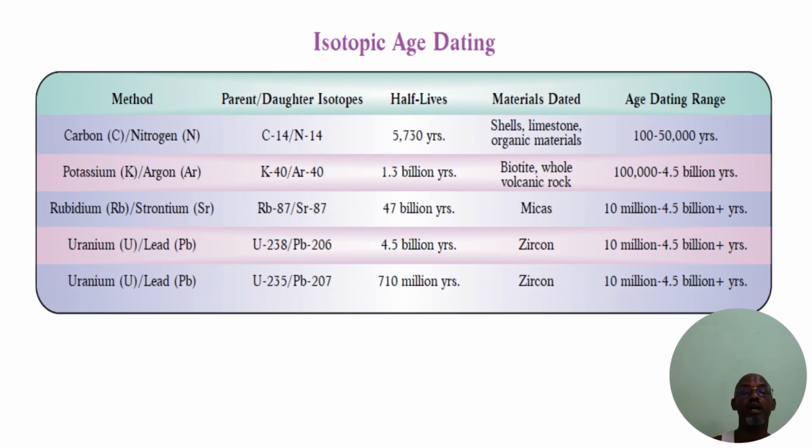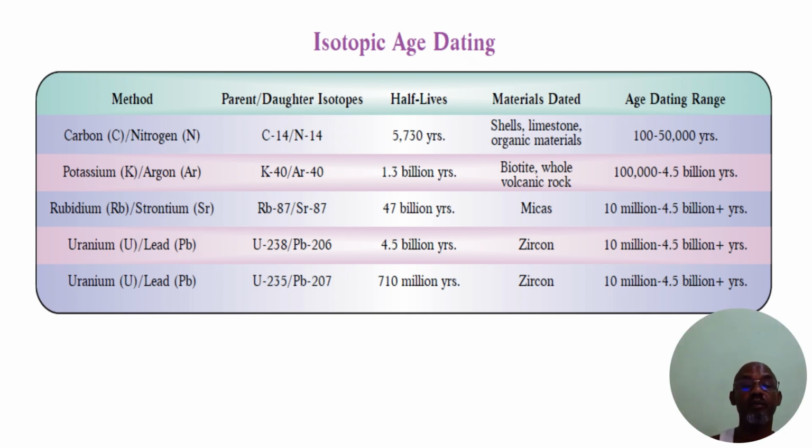Now, look, you can have this table, isotope age dating. Carbon 14, I have told you, its daughter element is nitrogen. Potassium 40 is argon 40. The others are rubidium, which changes into strontium. Uranium changes into lead, lead 206 and lead 207 in this case. Uranium 238 changes to lead 206. Therefore, the half-lives are given here.